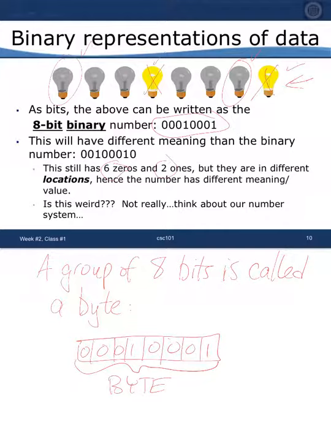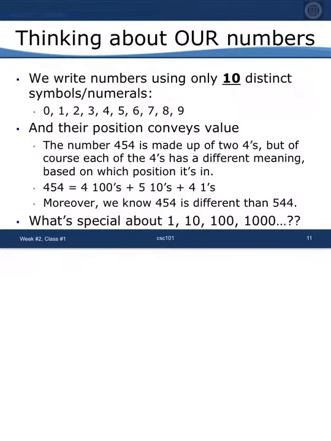Okay, so the location or sequence also has some meaning to the number. And that shouldn't seem super weird, because if we think about our number system, we all know this, we learned this one in elementary school. We use, of course, 10 numerals, or symbols, familiar to all of us, 0 through 9. And when we look at a number in our number system, maybe the number 454, of course, this is made up of 2 4s, but the 4s in this number have different meanings because they're in different positions.